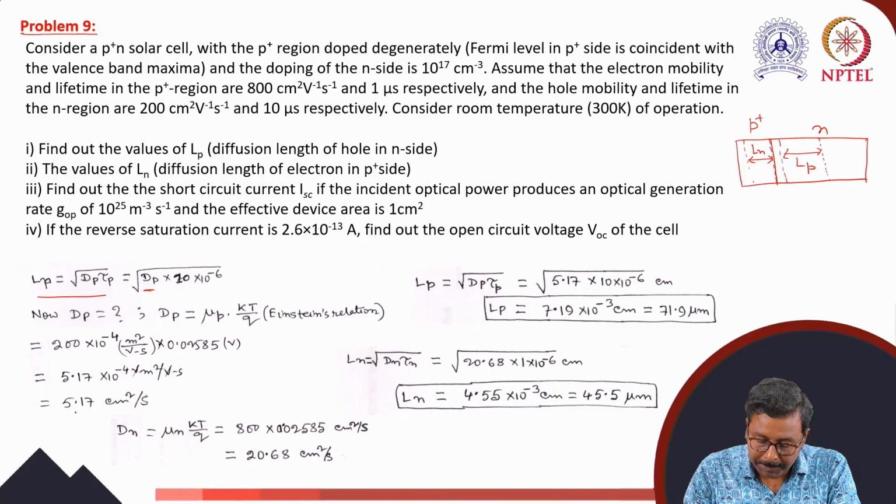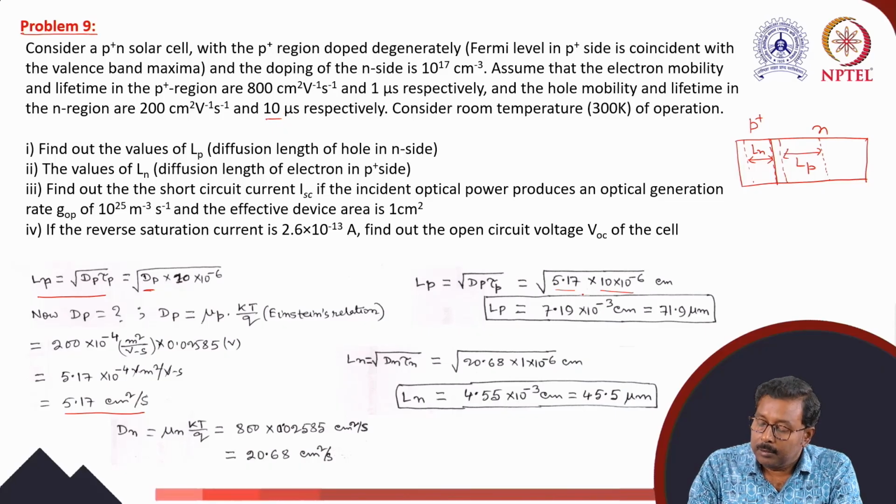So this Dp is 5.17 centimeter square per second. So Lp is equal to root over Dp tau p, 5.17 into 10 microsecond, in the case of holes in the N side. Hole mobility and lifetime is 10 microsecond. The calculation ultimately gives you 71.9 micron.